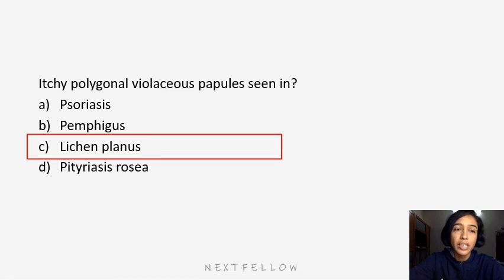Psoriasis, you see scaly erythematous plaques. Pemphigus is a bullous disorder. You will see flaccid blisters on an erythematous base, on a reddish base. There's inflammation. And in pityriasis rosea, you will see annular scaly plaques.